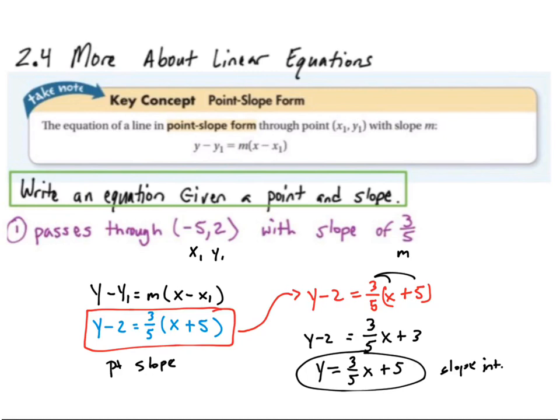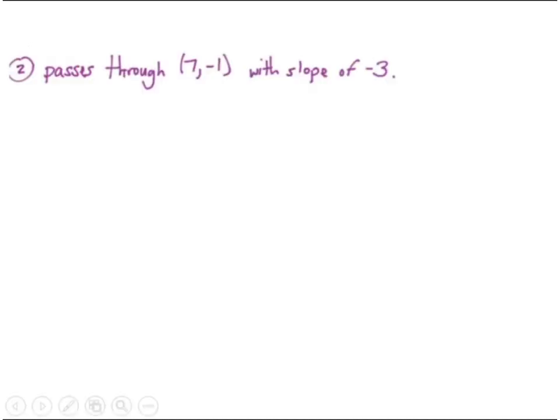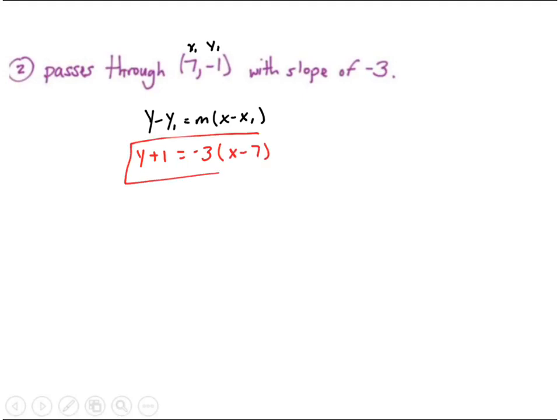All right, let's look at the next example. This time they give us a point of 7, -1 with a slope of -3. So same idea here. We want to put this into point-slope form. So we've got x1, y1, and we're going to plug those values in. So we've got y minus a -1, so that'd be plus 1, equals -3 times x minus 7. This is your point-slope form.